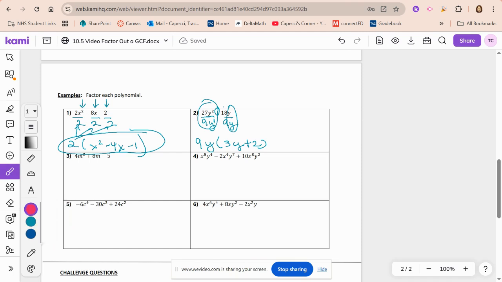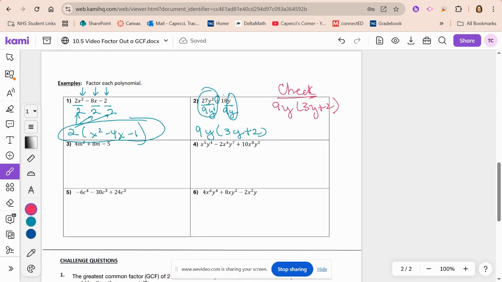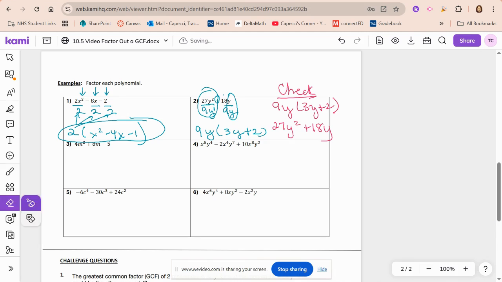Now, I can always check it. We're not going to check all the problems, but just to show you, I can take what I have as my answer and distribute my 9 through. I get 27y squared plus 18y. Because I wrote over that symbol, I just want to make sure that's a plus, which it is, so I'm all set.